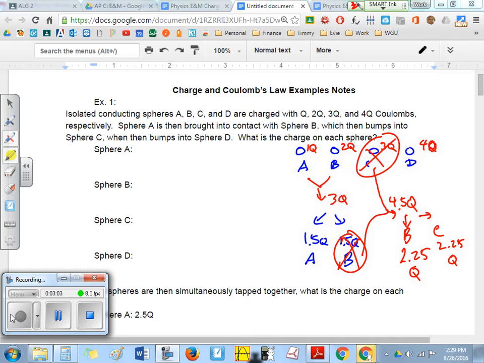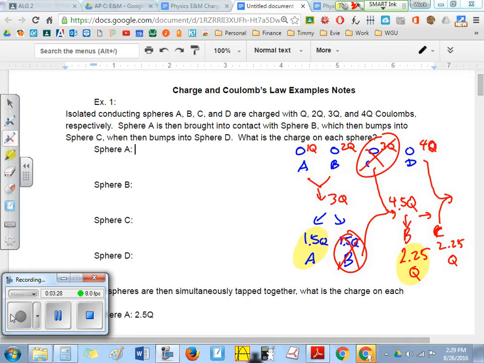Okay. There's one more interaction, but it looks like sphere A is stuck. Sphere A has 1.5. There's nothing we can do about that. Sphere B is no longer going to interact, so he's stuck with his 2.25Q. But sphere C has one more journey to make. Sphere C now is going to come up and collide with sphere D. And when C meets D, they're going to share their charge.